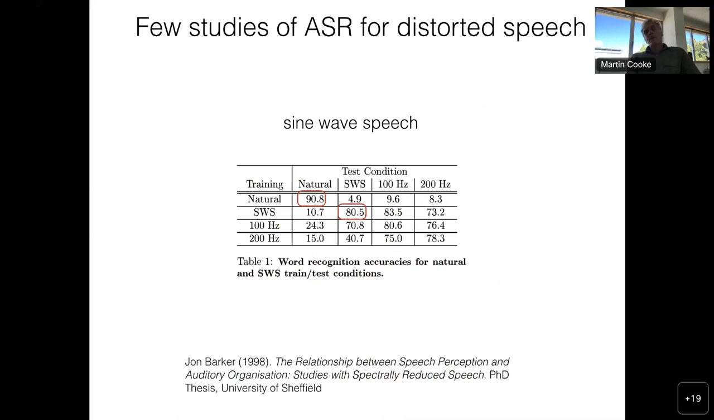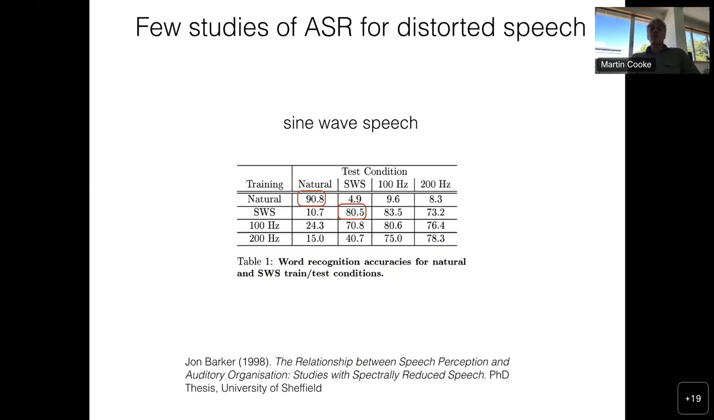But there have been a few studies of ASR and distorted speech. So John Barker, when he was doing his PhD at Sheffield, was interested in a number of problems to do with sine wave speech. And he tried to get a recognizer to recognize sine wave speech. Now, of course, if you ask a recognizer that's been trained on natural speech, normal speech, if you test it on sine wave speech, then you get something like 5%. This is not an error rate. This is a word correct.